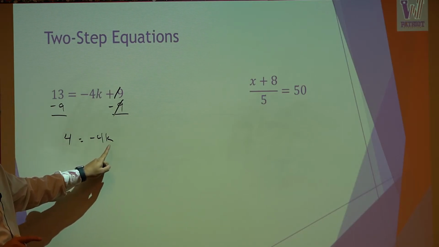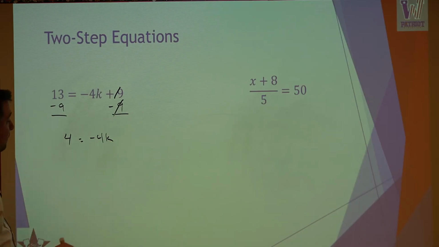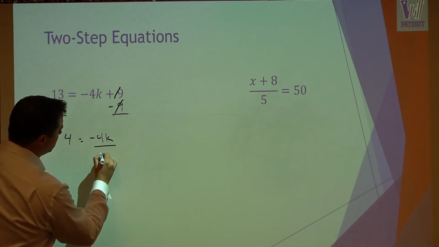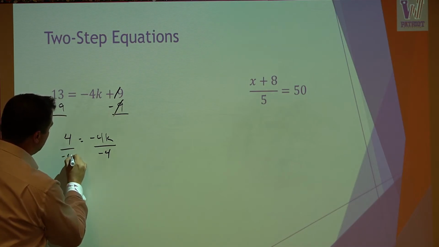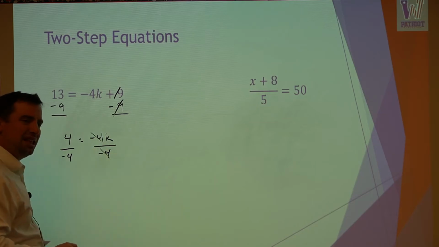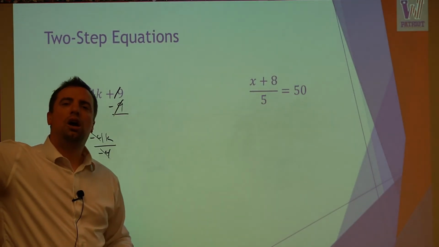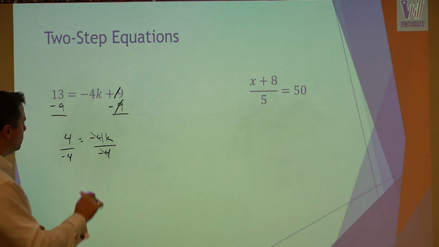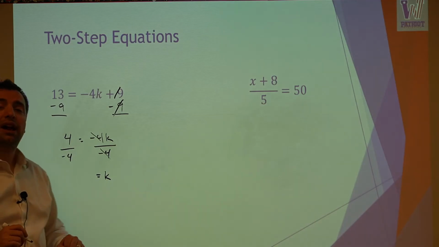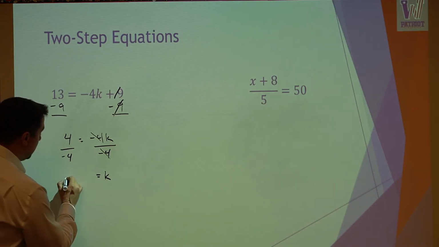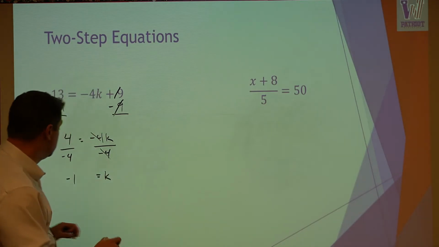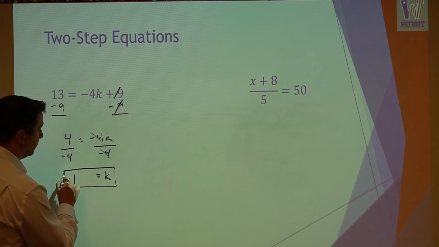I got negative 4 times k. Well, to isolate that variable, I'm going to do the inverse operation of multiplication, division. So I divide both sides by negative 4. Now that I've divided by negative 4 on both sides, that negative 4 on the left side is gone. Sayonara, adios. What's left over is the k. Don't get rid of that k. We've got 4 divided by negative 4. You know positive divided by negative is a negative, and then 4 divided by 4 is 1. So our answer is negative 1.